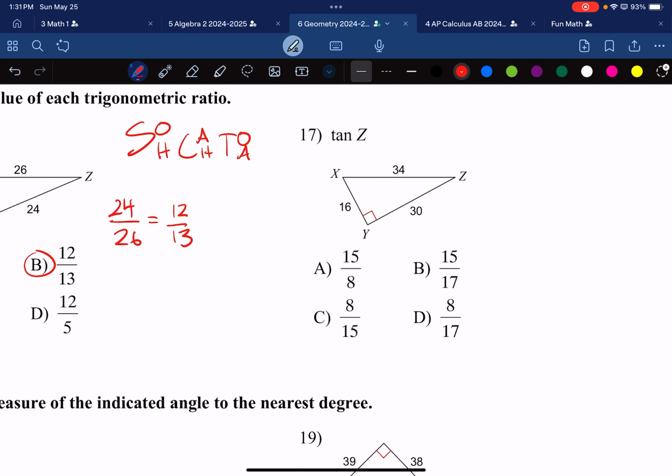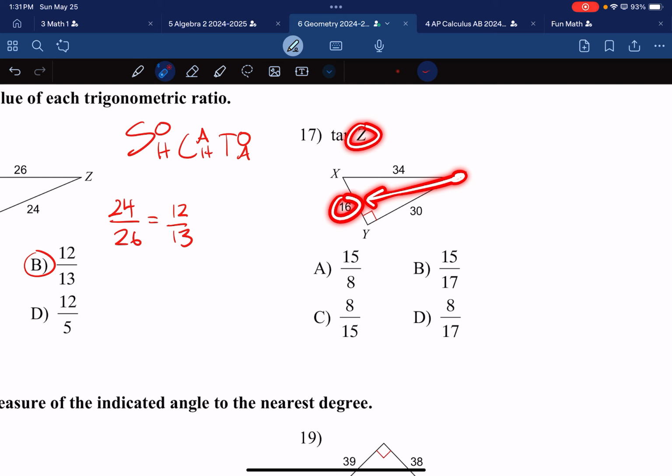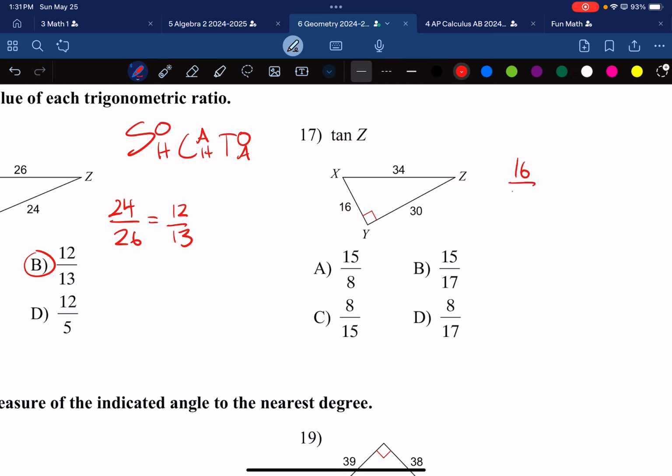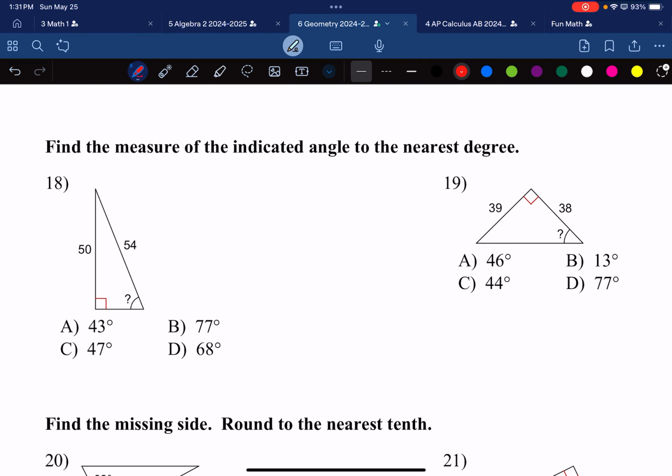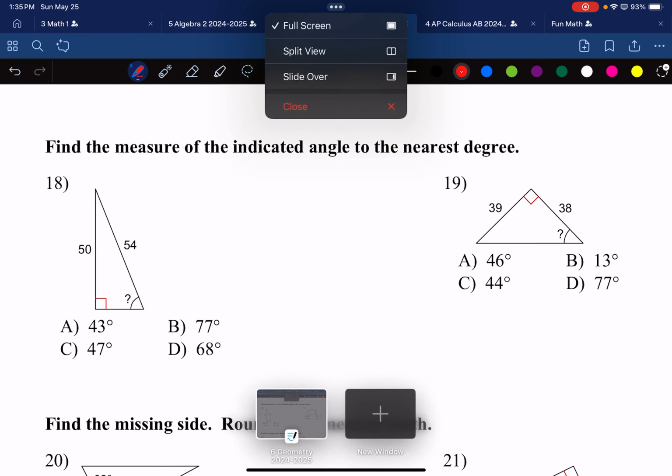For number 17, tangent from SOHCAHTOA is going to be the opposite over the adjacent, for that letter T. Z is my angle of reference, so opposite is going to be 16, and then adjacent is going to be 30, so it's going to be 16 over 30. That's going to be reduced. Divided by 2 is going to be 8 over 15. 8 over 15 is going to be option C. And number 18, we'll need a calculator, so let's go ahead and open it up right now.